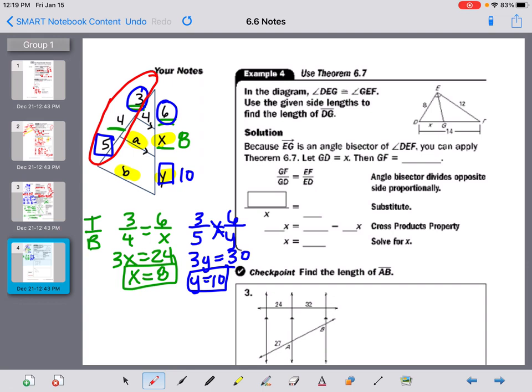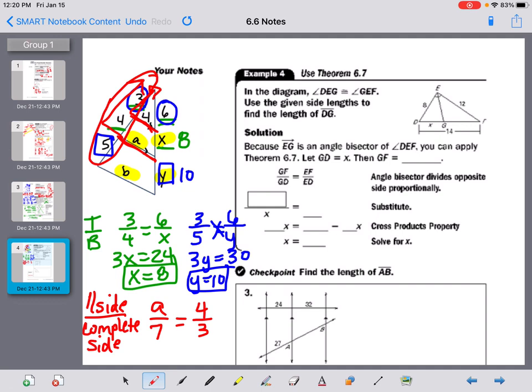Okay, so if I'm going for A, this time I'm going to do the parallel side on top with its complete side. And that's my reminder to you that I need that. Okay, so my parallel side here is A. Its complete side needs to start here all the way to the top. So it's 4 plus 3, which is 7. Okay, I need another parallel side that I know the number of. So it looks like I'm going to do this 4. And its top, complete side to the top, is 3. Okay, so there's my setup.